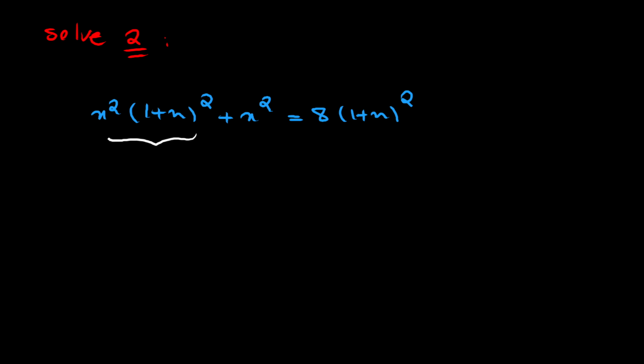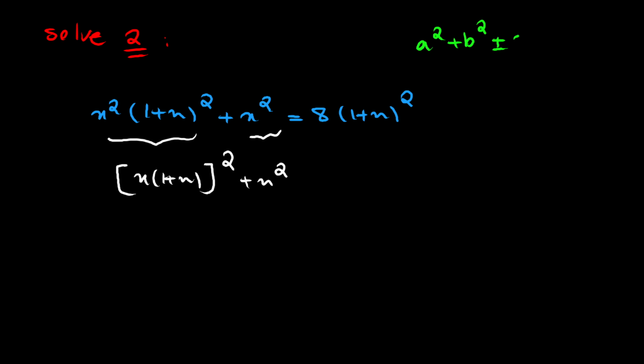Notice that this is equal to x times (1 plus x) and then everything squared, right? And this is x squared. So basically we have a sum of 2 perfect squares. So whenever we have a sum of 2 perfect squares, like a squared plus b squared, we can add or subtract 2 times ab to complete the square. So this is equal to (a plus or minus b) all squared. And that's what I'm going to do here. I'm going to add 2 times x times (1 plus x) to complete the square on the left-hand side.